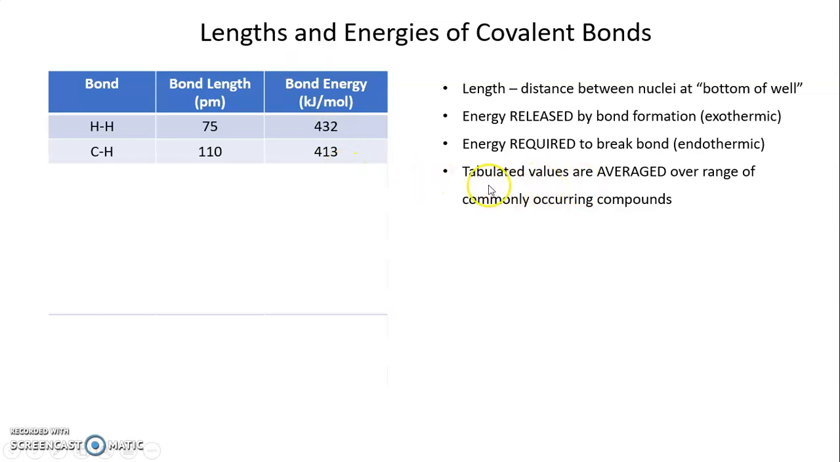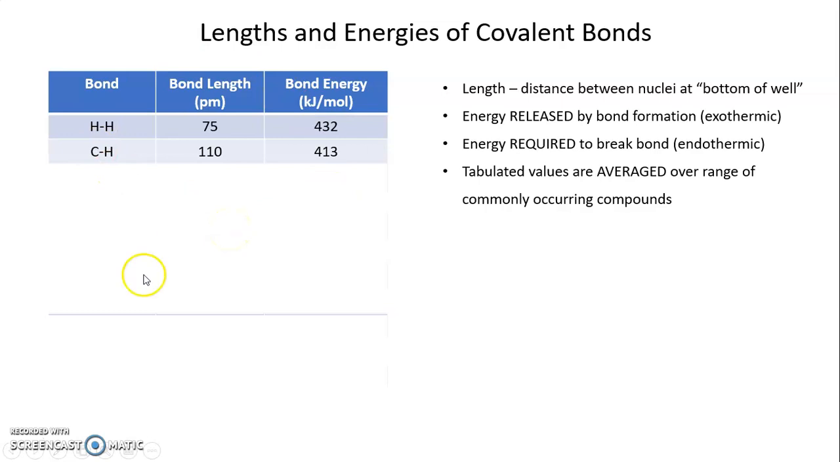I did want to make one other point, which is that tabulated values here are averaged over a range of commonly occurring compounds. I don't want you to get the idea that every single carbon-hydrogen bond is 110 picometers long and every single carbon-hydrogen bond is worth 413 kilojoules of energy. That's not the case. That is an average value over a wide range of commonly occurring compounds. Carbon-hydrogen bonds are one of the most commonly found bonds in organic molecules. There is a bewildering arrangement of possible ways you can get carbon-hydrogen bonds in molecules. And so this is just an average value taken from some commonly occurring compounds.